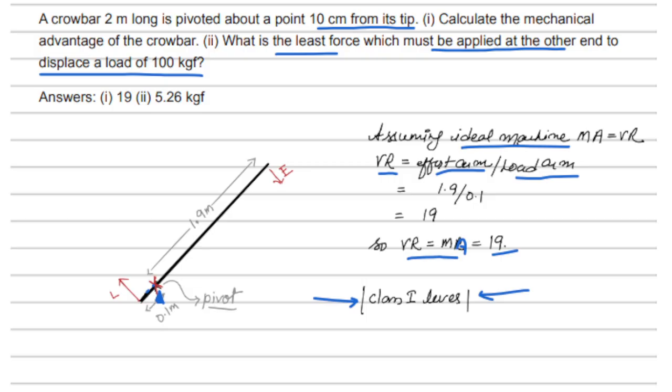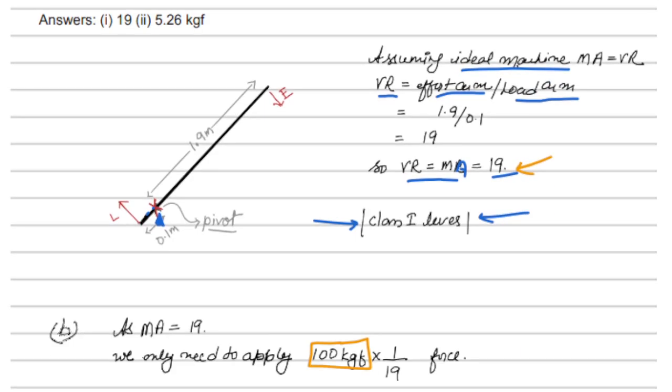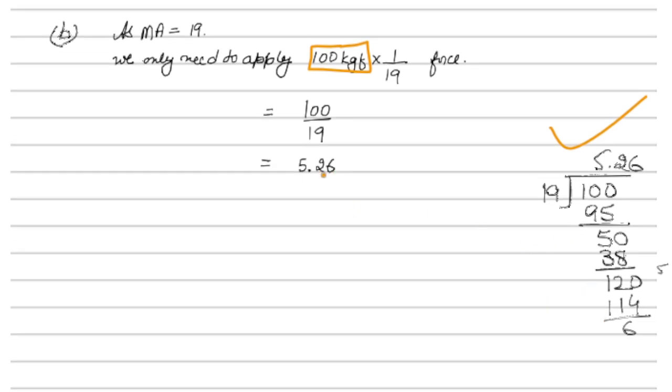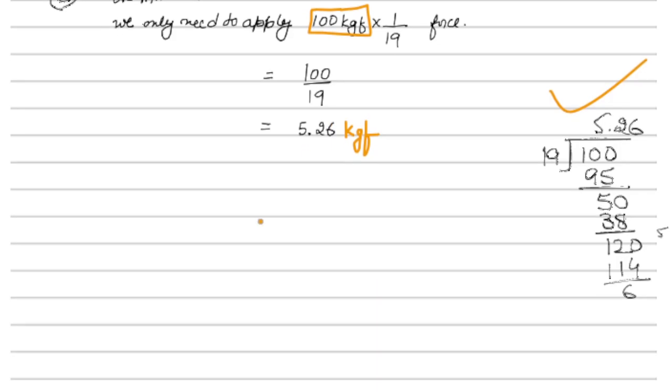So this way, by intuition, you can guess from the mechanical advantage how much force we need to apply. Because 19 is the mechanical advantage, we just have to apply 1 by 19th of the force. So we'll do just 100 kgf into 1 by 19, and we will solve this. You can solve it like this also if you want to divide, and you will get 5.26 kilogram force that you need to apply. So much less. Actually, we need to apply around 20 times less force, right? Okay, let's go to the next question.